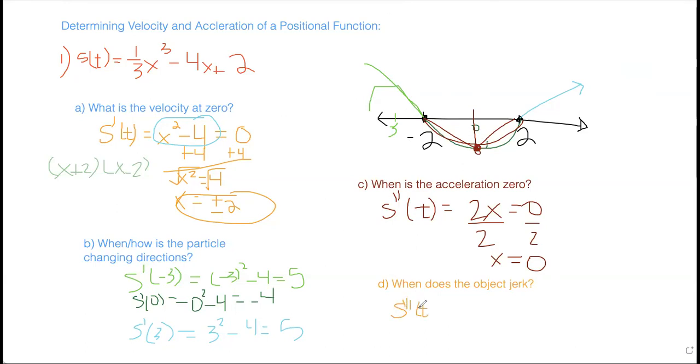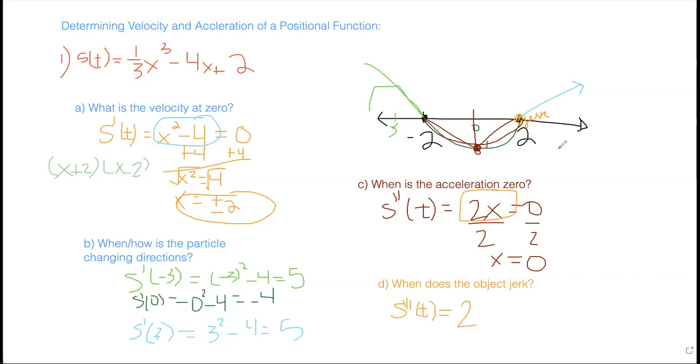And so the derivative of the acceleration function, which is right here, the derivative of 2x is just 2. So the object jerks at 2. So at this point right here, we have some sort of little jerk or jolt action in our object. Okay, so just so you can understand on the graph what is happening at each one of these points.